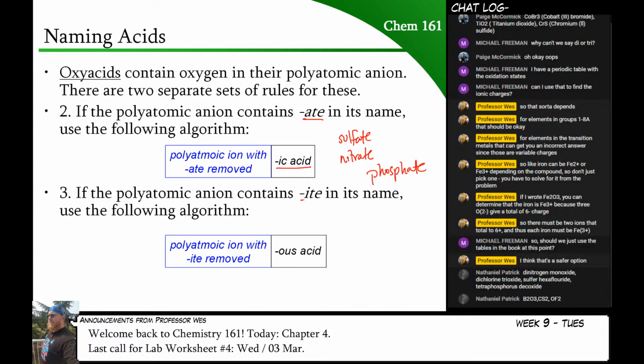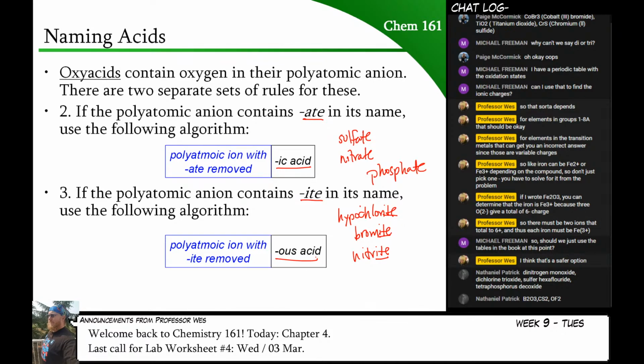If you have a polyatomic ion that ends in "ite", so hypochlorite or bromite or nitrite, these all end in "ite". We're going to strip off the "ite" on the end of the name and write "ous acid" instead.